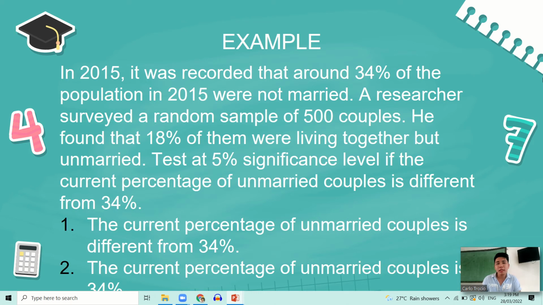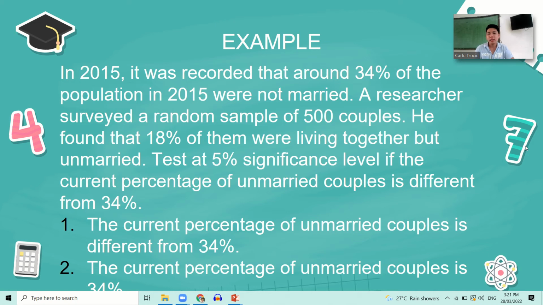In 2015, it was recorded that around 34% of the population were not married. Okay, 34% of the population. And then a researcher surveyed a random sample of 500 couples. He found that 18% of them were living together but unmarried. Test at 5% significance level if the current percentage of unmarried couples is different from 34%. So we can identify here that the first statement, the current percentage of unmarried people is different from 34%, is our alternative hypothesis. While the second statement, the current percentage of unmarried couples is 34%, is the null hypothesis.